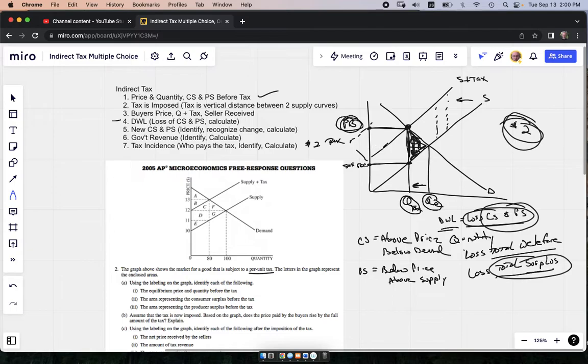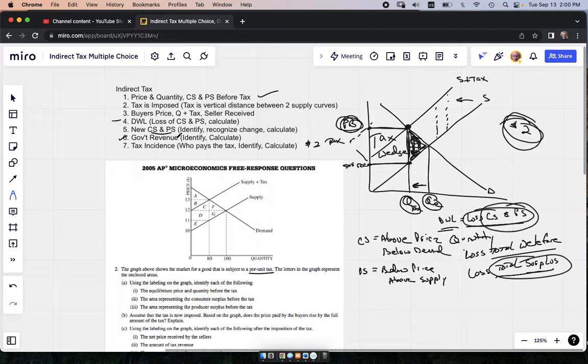This whole rectangle here is what we could call the tax wedge. This is all going to go to the government. We could call it government revenue, the tax wedge. That rectangle is how we would calculate how much would go to the government, right?